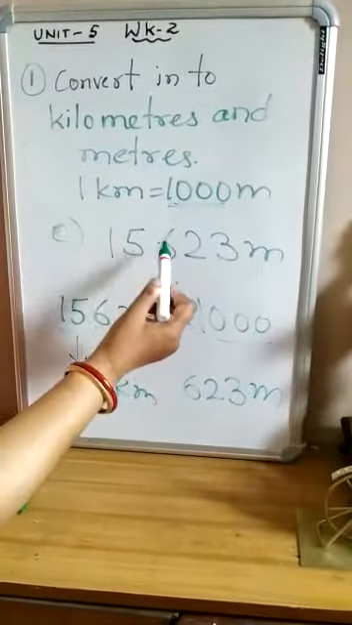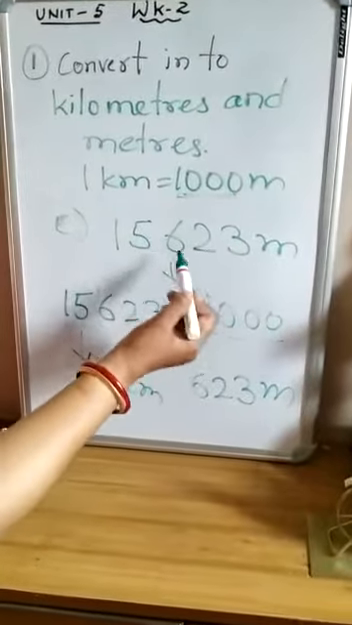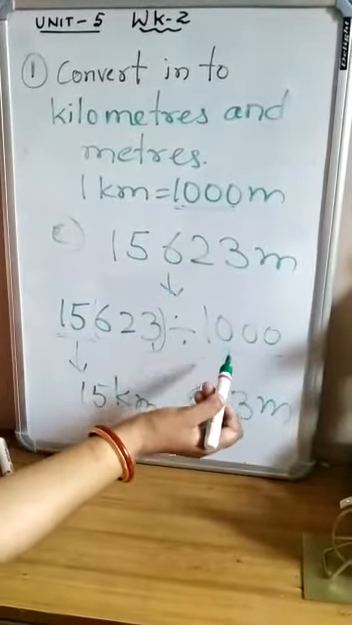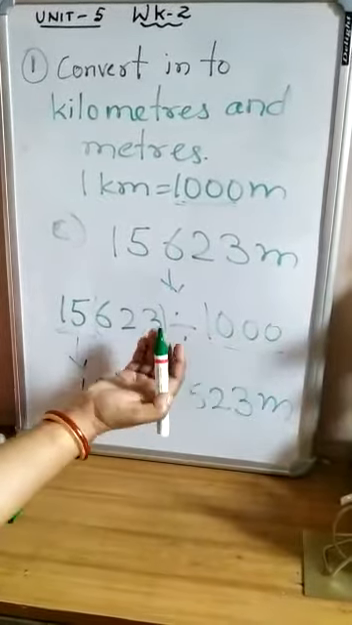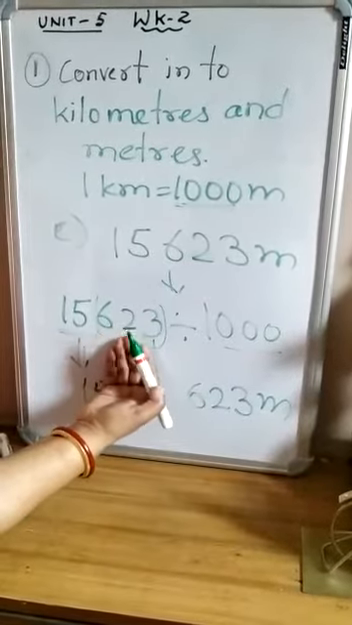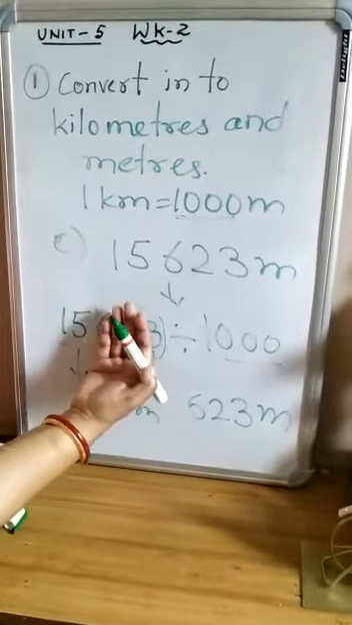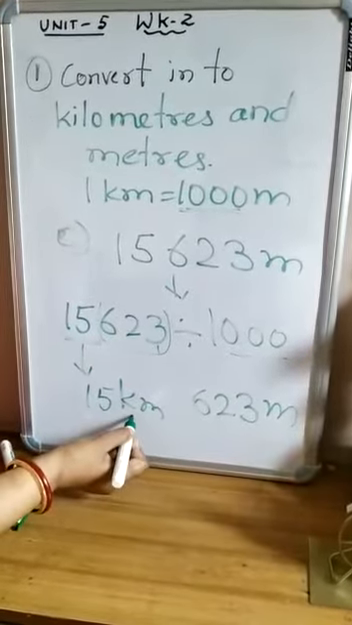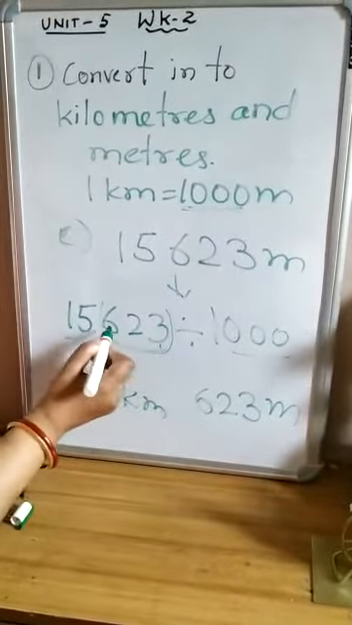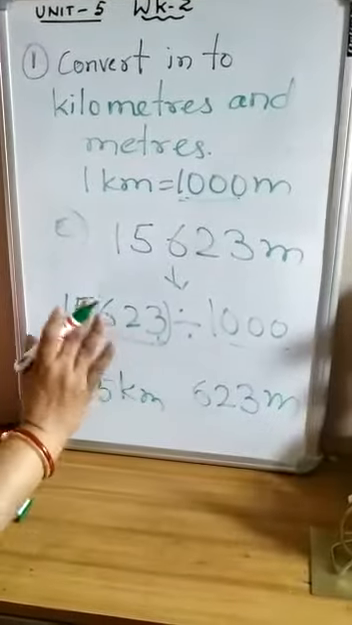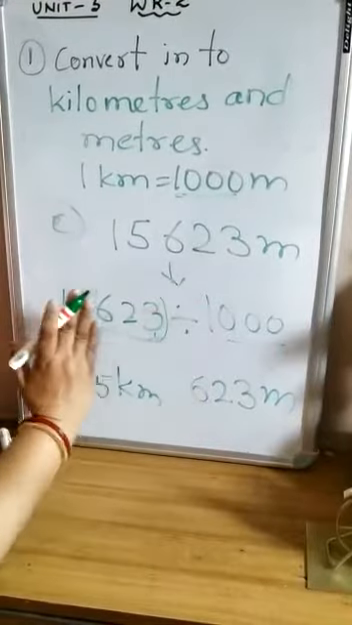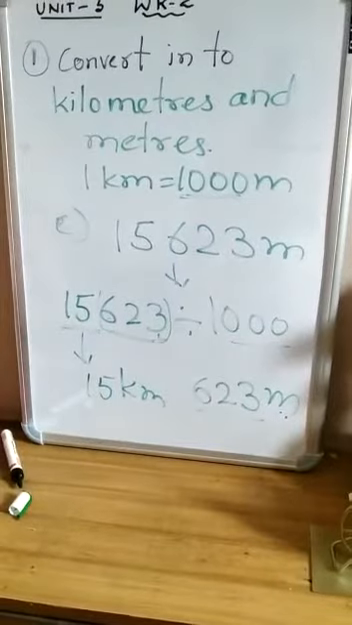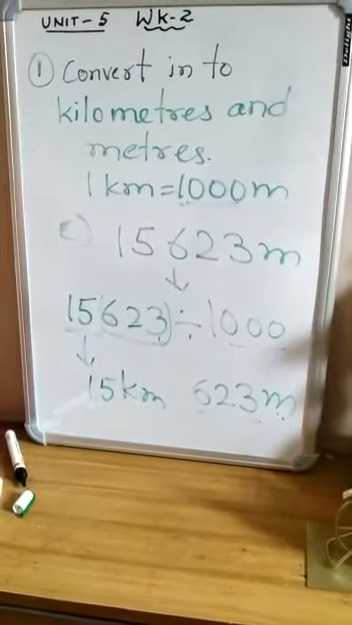So 15,623 meter. When we have to convert, the number of meter is divided by 1000. Then 1000 is having 3 zeros. I will remove 3 zeros from the right side of the digit. So the digits that are left, that is 15, will become kilometer, and the remainder 623, the digits which are removed, will become the smaller unit, that is 623 meter.